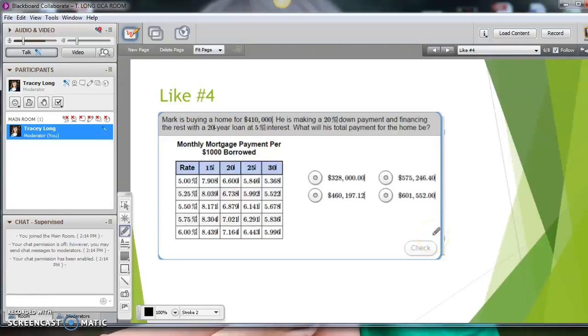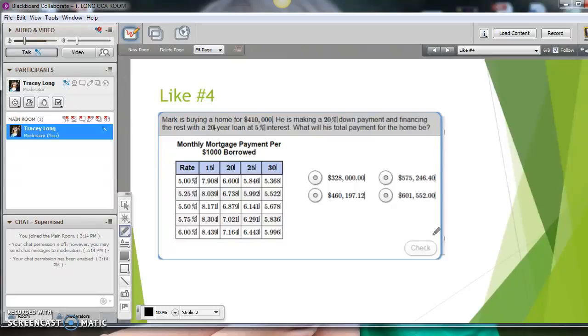Right, so in this problem, Mark is buying a home for $410,000. He's making a 20% down payment and financing the rest with a 20-year loan at 5% interest. What will his total payment for the home be? Remember, we talked about after you pay off the loan, the bank charges you to use that money. It's called interest. And so you end up paying more for the home than the purchase price. So let's look at how much Mark actually ends up paying for this house.